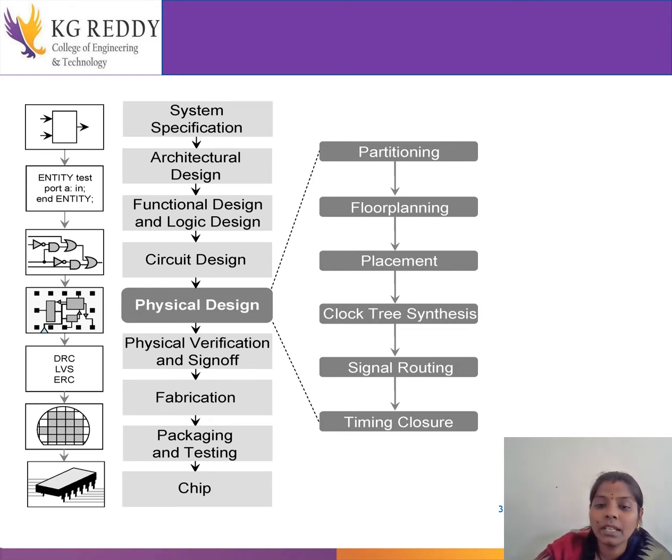Next we have timing closure. Finally, we also provide some timing analysis, and we again do a physical verification.